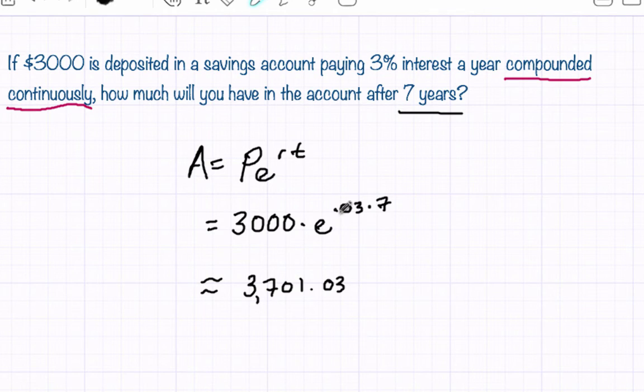So that's just a quick example of how to use compound interest when it's compounded continuously.